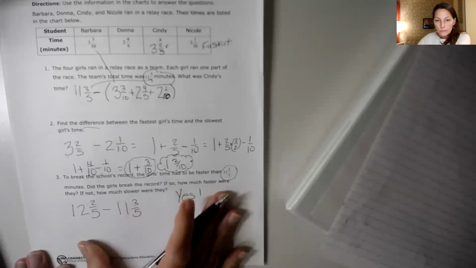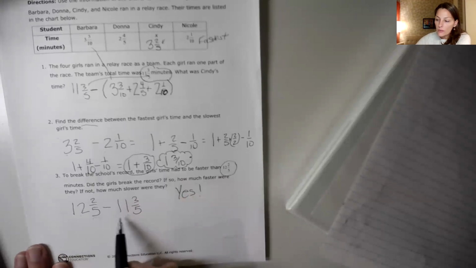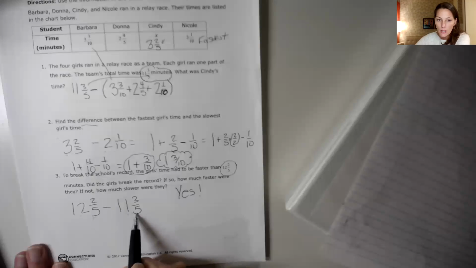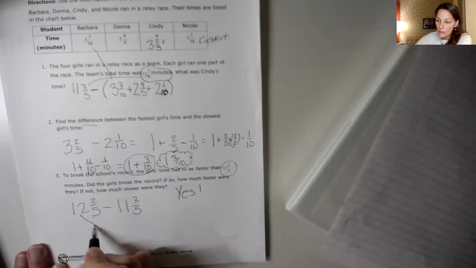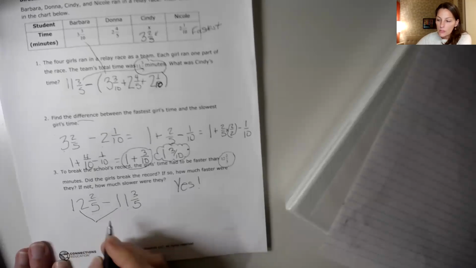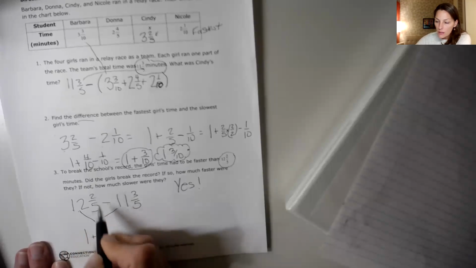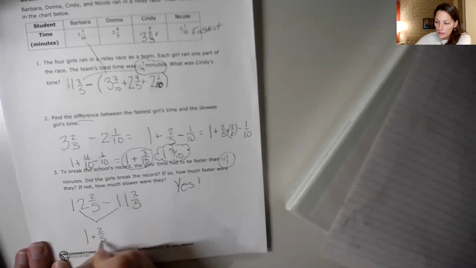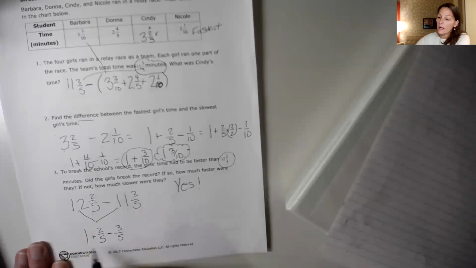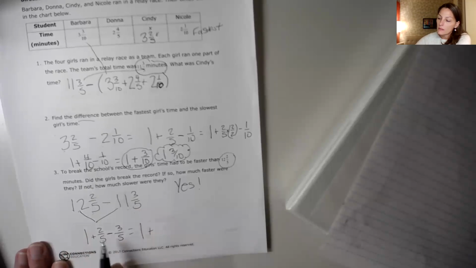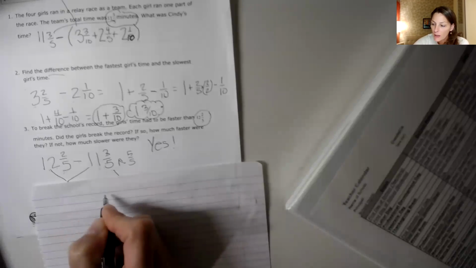Okay. 12 2/5 minus 11 3/5. I can already see that my fraction portion has a common denominator. That's going to be easy peasy. So I'm going to just pull out these whole numbers and do 12 minus 11, and I'm going to get 1 plus the subtraction of my two fractions. All right, now I can say 1 plus 2. Can I do 2 minus 3? Can't do 2 minus 3. That makes a little bit more sense.